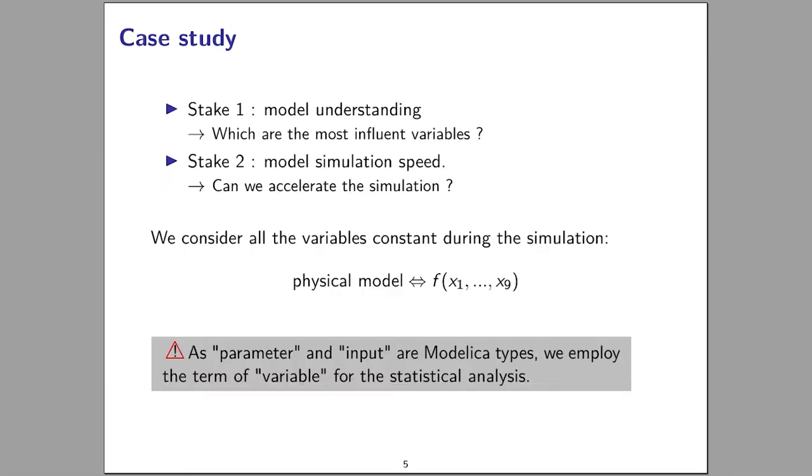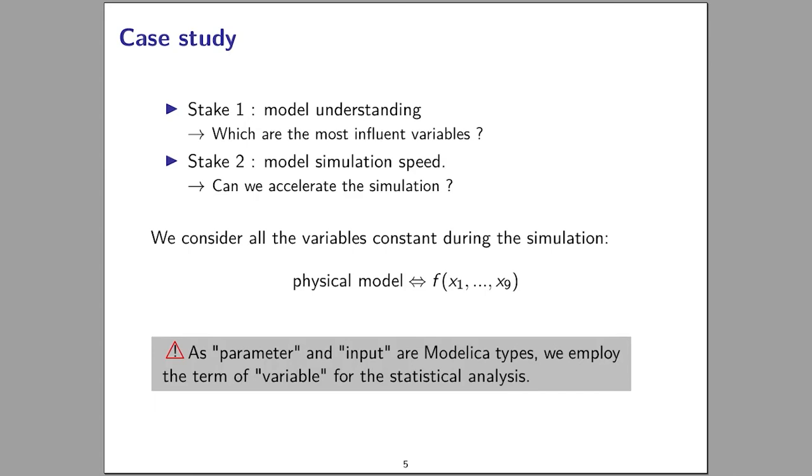So what's at stake there? Between studying the link between these 9 variables and the model output, the first stake is model understanding. We are interested in knowing which are the most influential variables in order to get better insights into the model behavior. Another stake is the model simulation speed. Knowing the most influential variables, can we actually accelerate the simulation of the model using, of course, a meta-model?